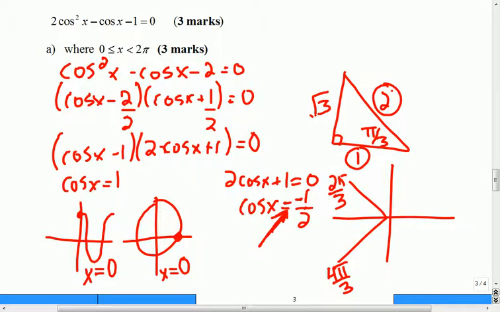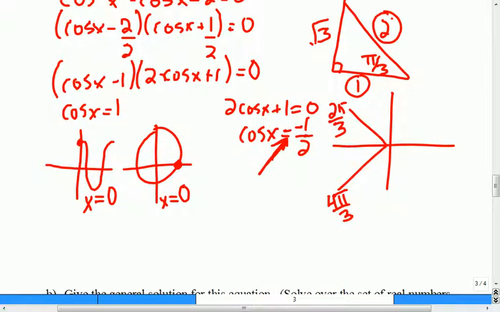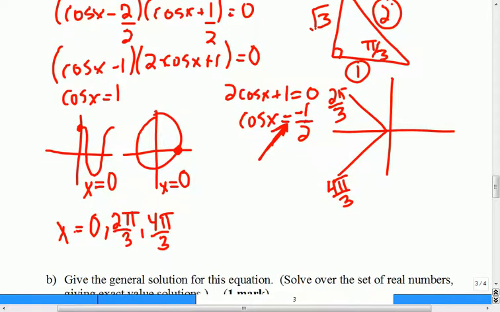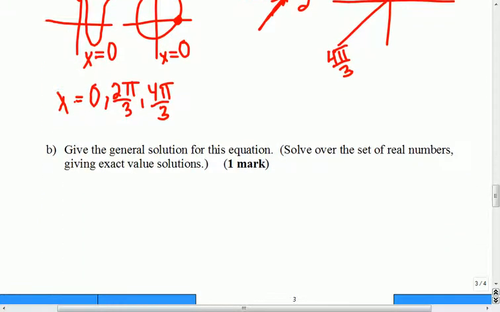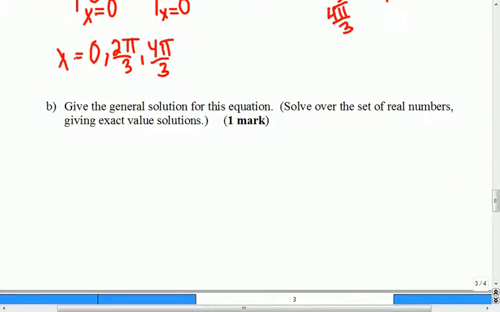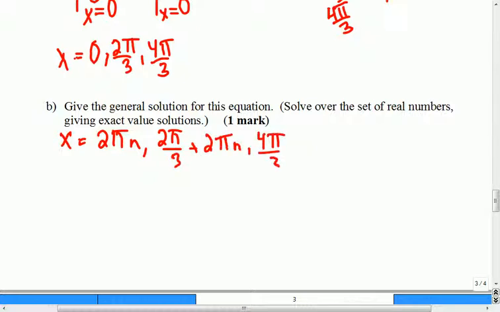So the three answers that we would list for our final is that x equals 0, 2 pi over 3, and 4 pi over 3. The last part is to do the general solution. This graph, cosine, has a period of 2 pi. So we don't need to write down the 0. We can just say 2 pi n, 2 pi over 3 plus 2 pi n, and 4 pi over 3 plus 2 pi n, where n is an integer.